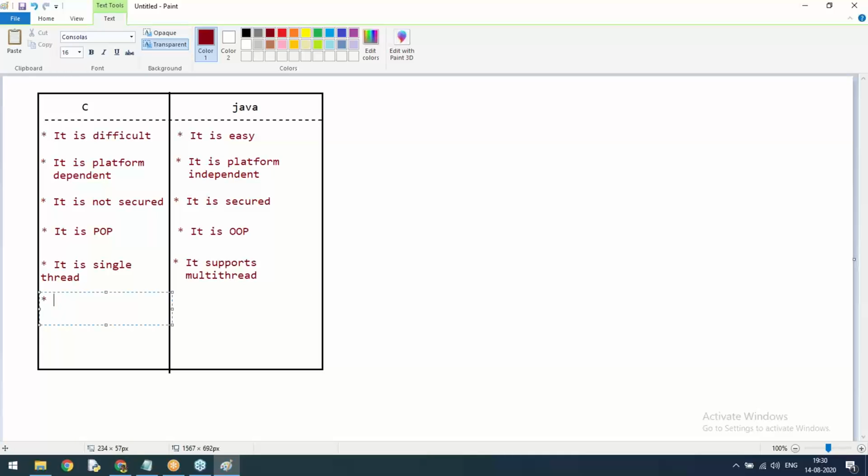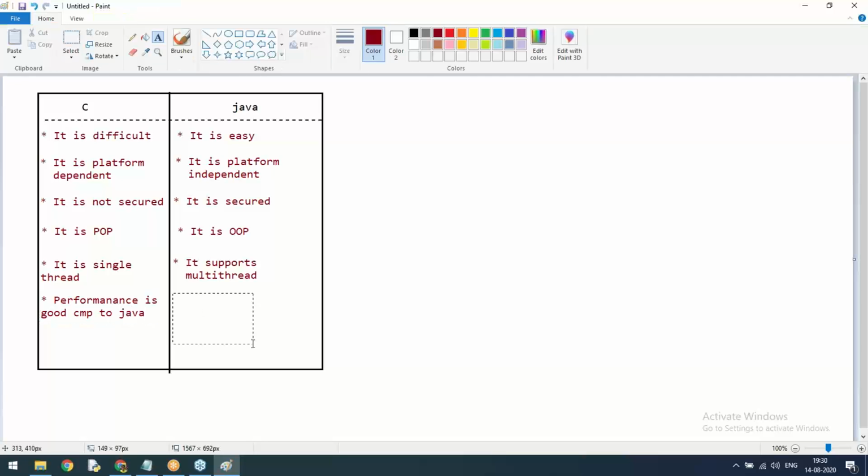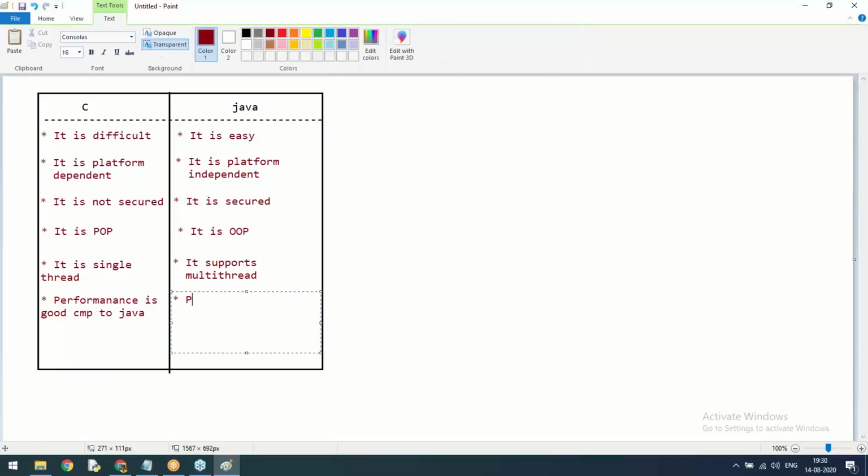In case of performance, C is good compared to Java. Correct? Performance is good compared to Java. What about Java? Performance is not good compared to C. Not good compared to C.